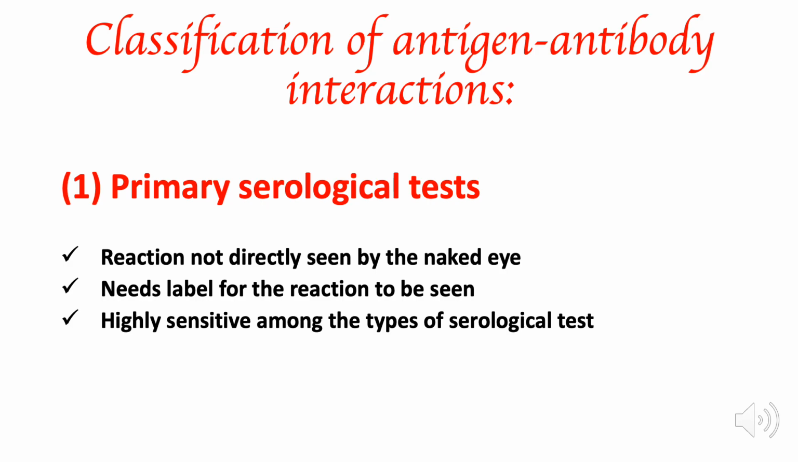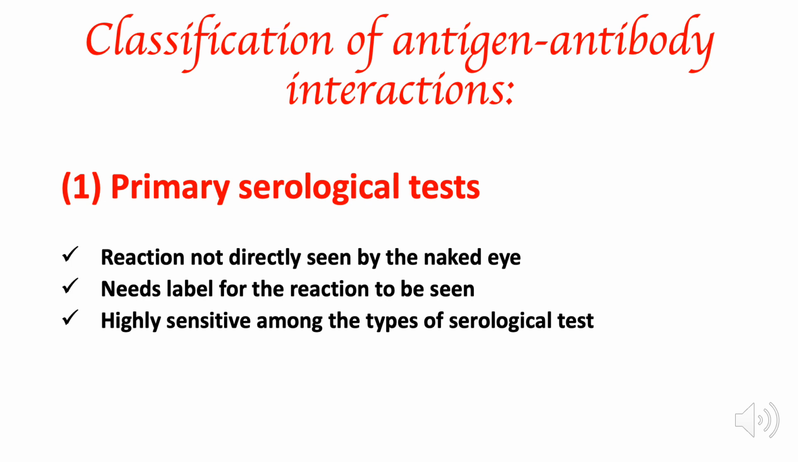At this point, we will classify the different serological tests that we can perform in the laboratory as primary, secondary, and tertiary. When you say primary serological tests, the reactions of the antigen and antibody in this type of test are not directly seen by the naked eye, because there's no way for us to see antibodies and antigens, because they are always soluble, not unless the antigen is attached to a cell or a particle.